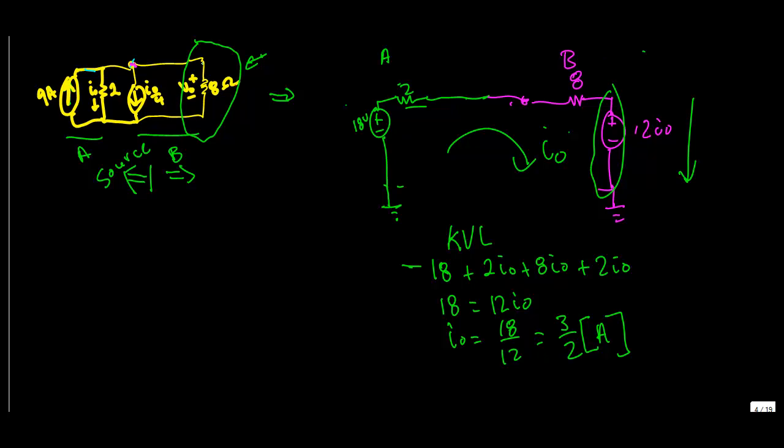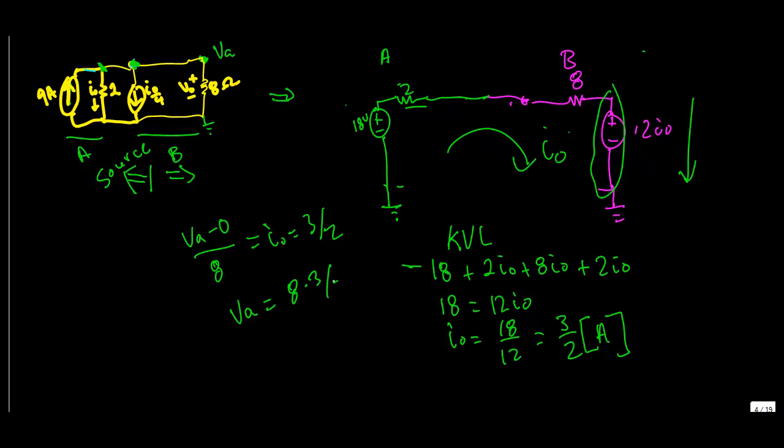We can go back to the regular circuit, and we know that there's a voltage here, and a voltage here, and a voltage here, and all those voltages are the same. Let's call that voltage VA. So VA minus 0, because if that's ground, the potential difference is 0, over 8 ohms is equal to IO, which we said was 3/2. So basically VA is equal to 8 times 3/2. The 2 will cancel with that, and that will become a 4. So you got 3 times 4, so VA is equal to 12 volts.